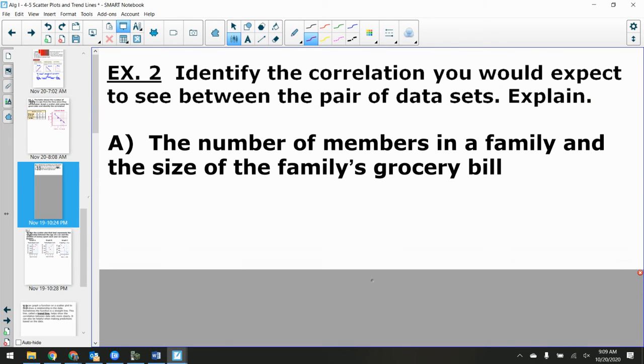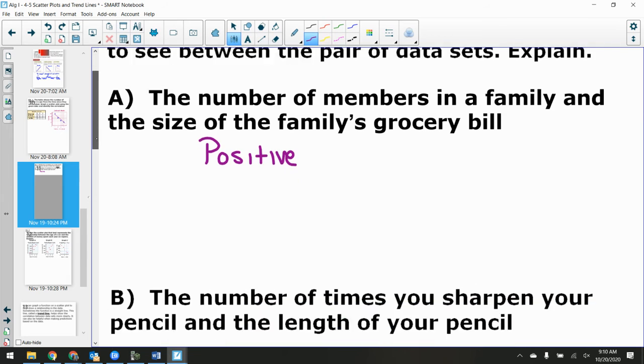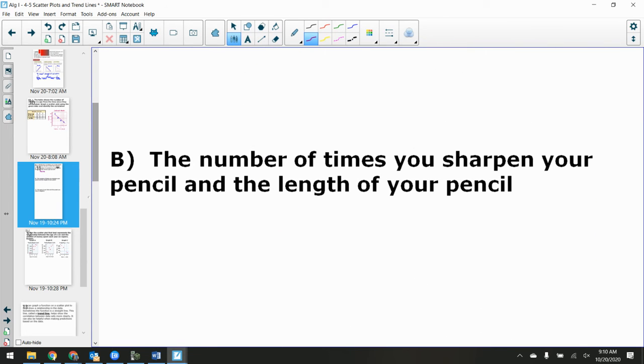Take a look here. Let's identify the type of correlation that we would expect to see. The number of members in a family and the size of that family's grocery bill. Joey? Positive correlation. As I increase the amount of family members, does the grocery bill increase or decrease? Increase. So as I increase my x's, my y's go up as well. That is a positive correlation. The number of times you sharpen your pencil and the length of your pencil. What would that be? Negative correlation.